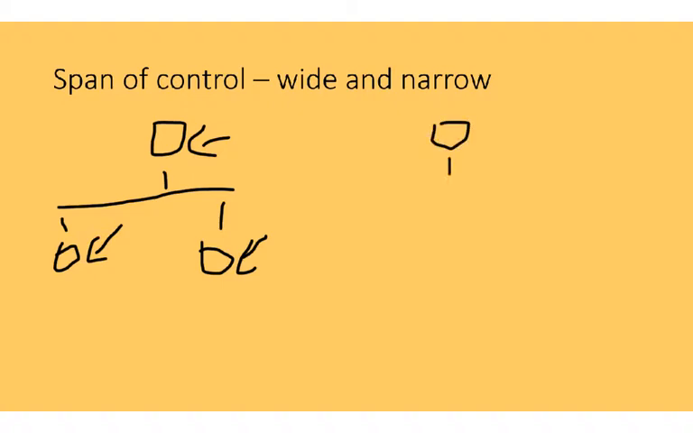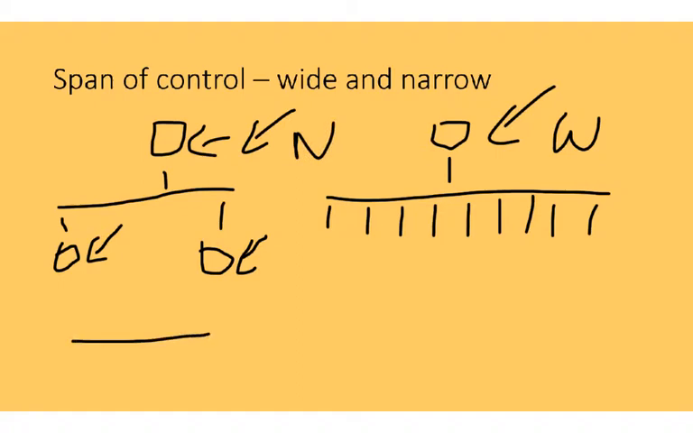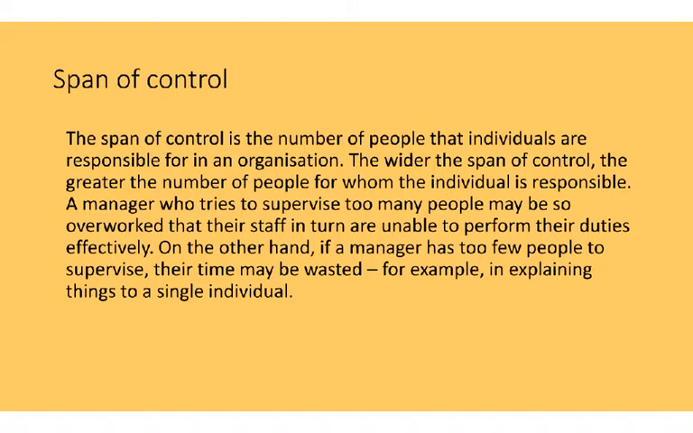However, if we have another person that is in charge of, say, 10 different people, then their span of control is wide. So this person has wide span of control and this person has narrow, because this person isn't looking after many other people, whereas this person has a lot of people underneath them that they need to manage. So span of control then is the number of people that individuals are responsible for in an organisation.